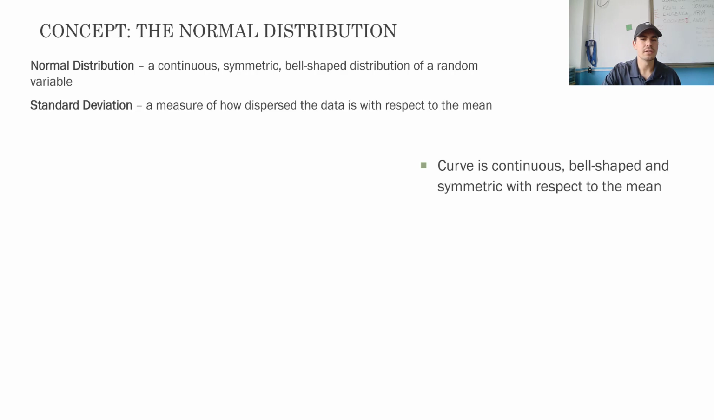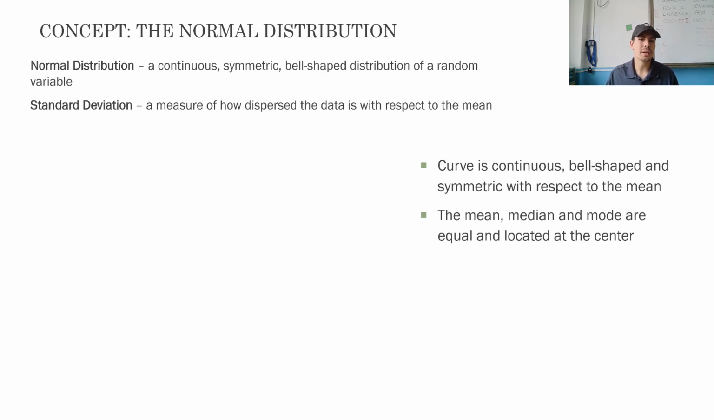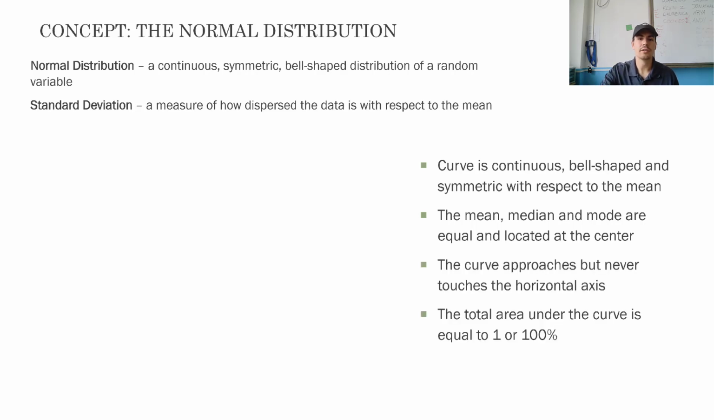Now our curve, like I said earlier, is continuous, bell-shaped and symmetric with respect to the mean, which means that our mean, median, and mode are all going to be located at the center and they're all going to be equal to each other. Our curve is going to approach but never actually touch the horizontal axis, so always remember that when you're sketching it out. And our total area under the curve is going to be equal to 1 or 100%.